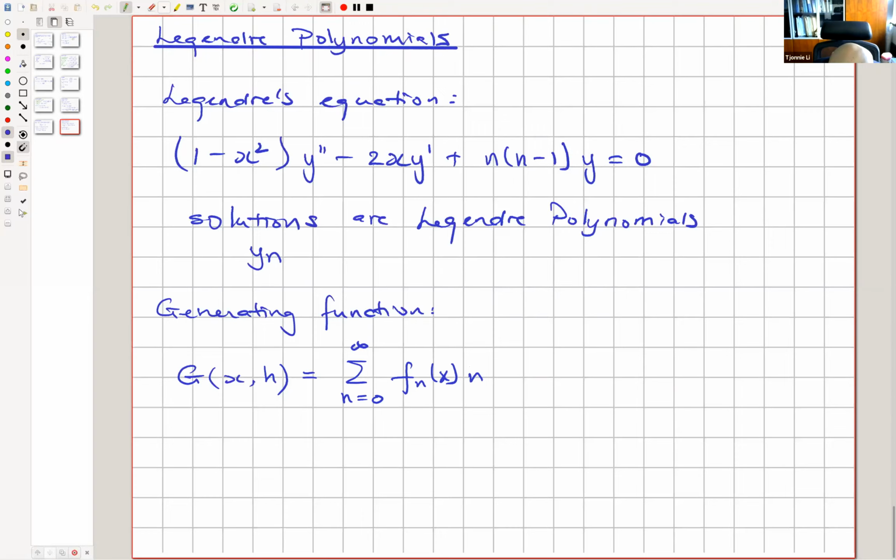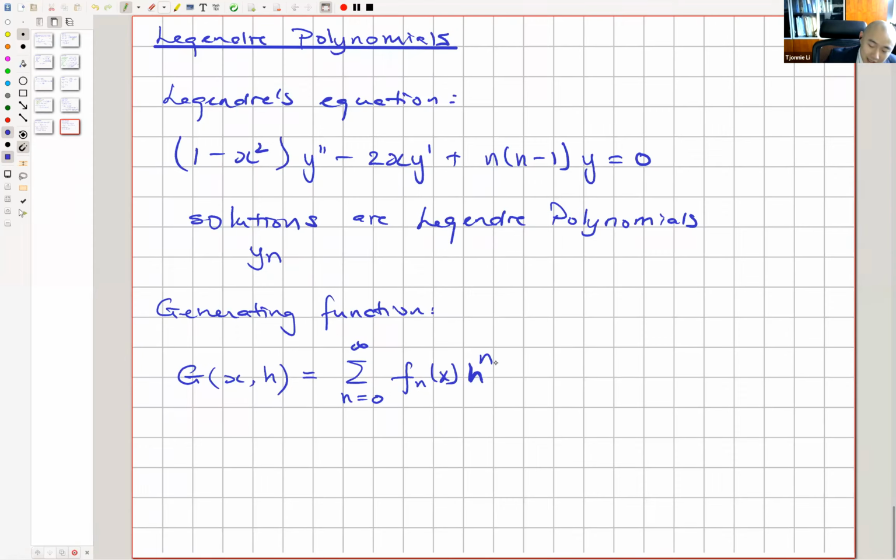h to the power n. So I'm writing here on the left-hand side a function g, which depends on x and some dummy expansion variable h. And then on the right-hand side, I see this as a series where the f are functions labeled by n, and h to the power n. And these f_n are then coefficients that go in front of h to the power n.